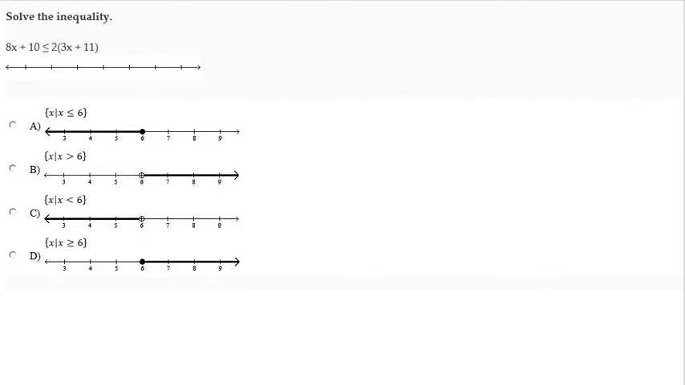Solve the inequality. 8x plus 10 is less than or equal to 2 times the quantity 3x plus 11.